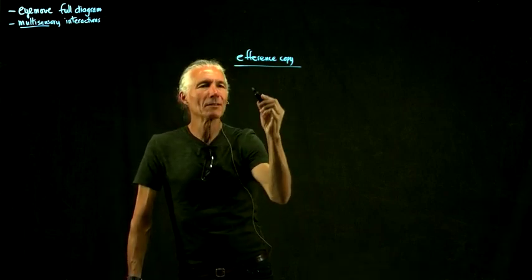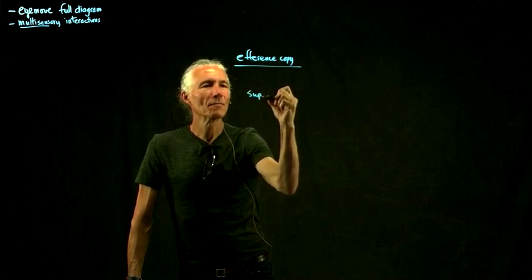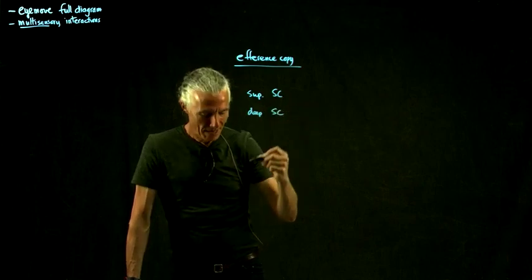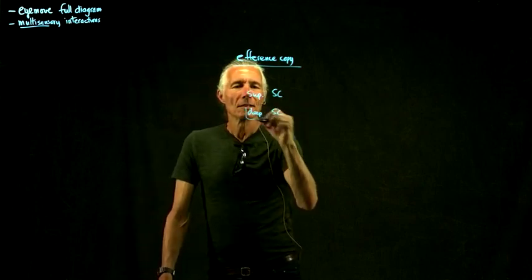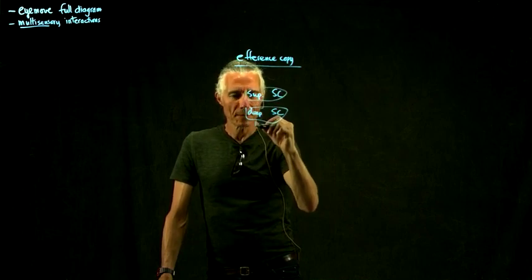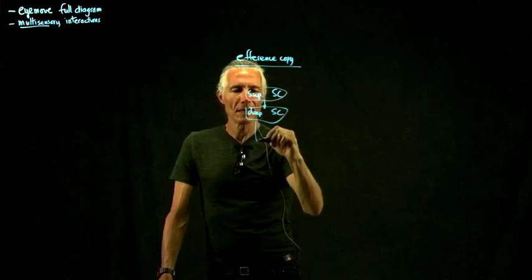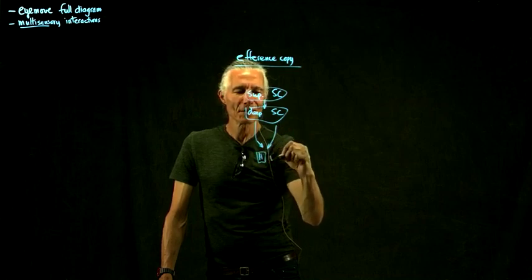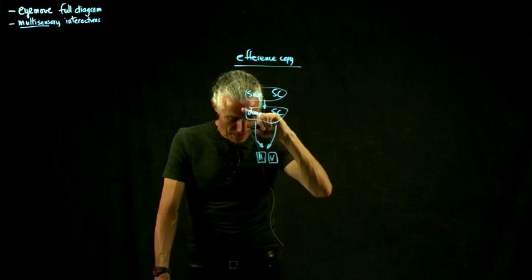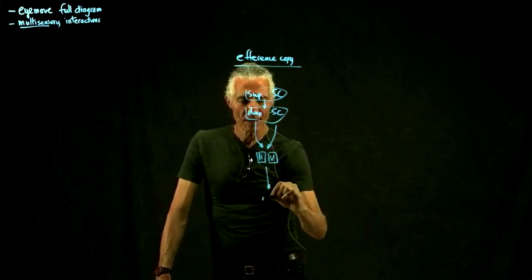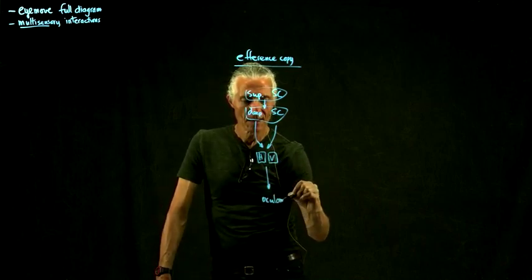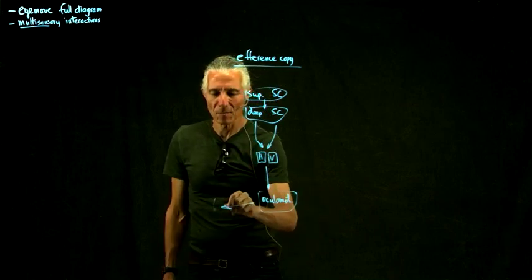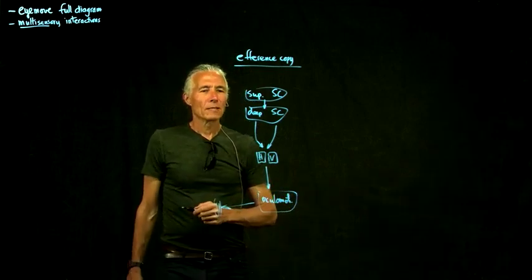efference copy. So the idea is you've got the superficial superior colliculus and deep superior colliculus, and the deep one projects down to H and V, horizontal and vertical, and then that goes to the oculomotor neurons. And the oculomotor neurons then go out and actually hit the muscle. That's supposed to be a muscle. So what is efference copy?